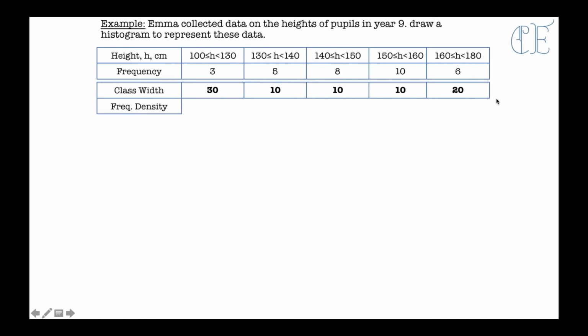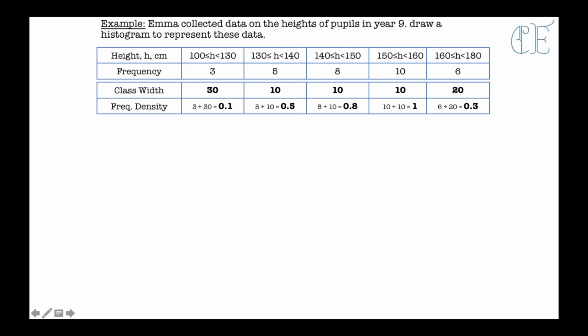Then we're going to work out our frequency density. Again, our frequency density is easy because it's written here as a fraction for you. 3 divided by 30 is 0.1, 5 divided by 10 is 0.5, 8 divided by 10 is 0.8, 10 divided by 10 is 1, and 6 divided by 20 is 0.3.